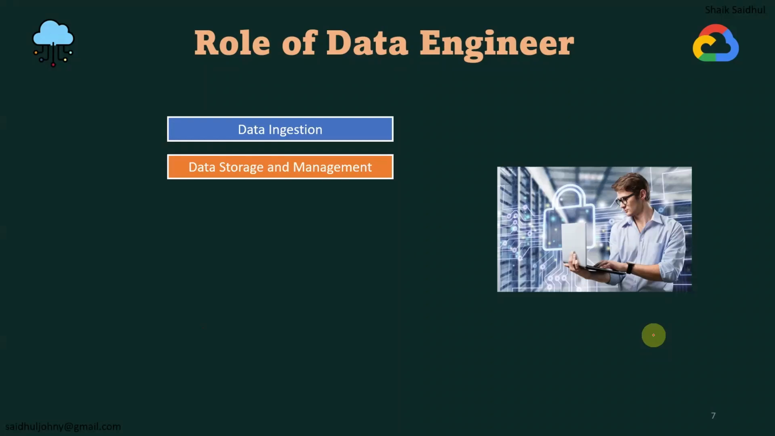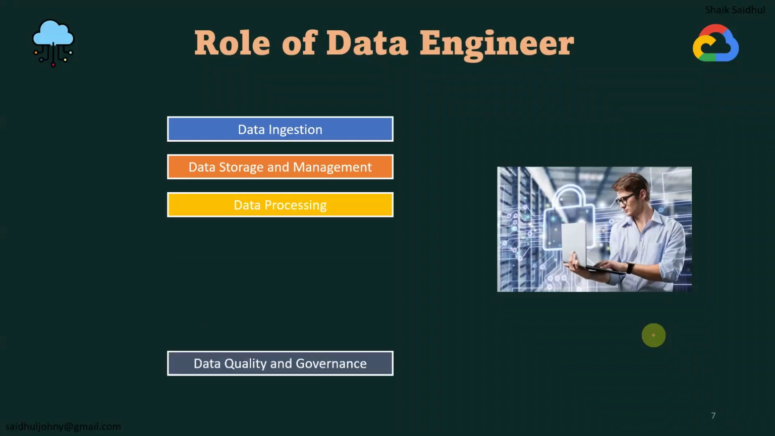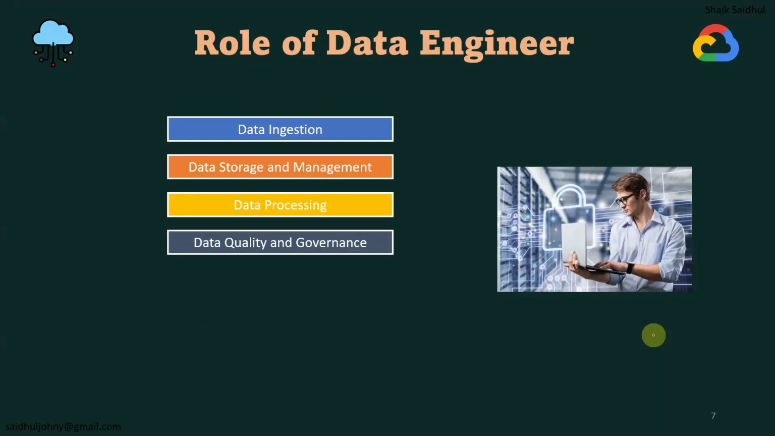So, data storage and management. And one more thing is data processing also. We are going to process the data with multiple frameworks, following different methods. And we are going to apply data quality steps as well as data governance steps, right? You are going to make sure that your data is accurate and complete throughout the system, throughout the process, throughout the pipeline. To do that, we have to follow data quality checks as well as governance.